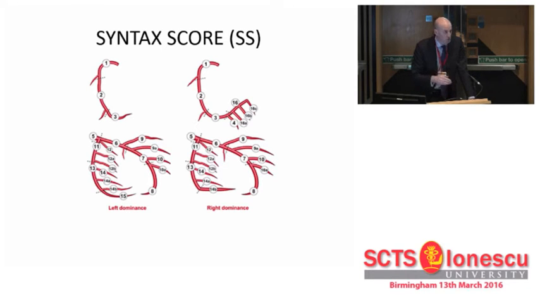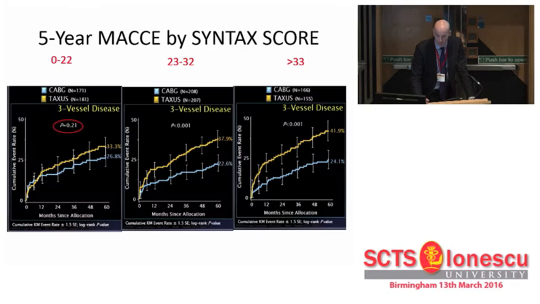And it gives you scores 0 to 22, 22 to 32, and greater than 33. And as we know with the 5-year outcomes of syntax, in the low tertile of 0 to 22, there didn't seem to be much difference really between PCI and bypass. However, in the intermediate and high-risk groups, there was a significant difference, and in the high-risk group, that included mortality.